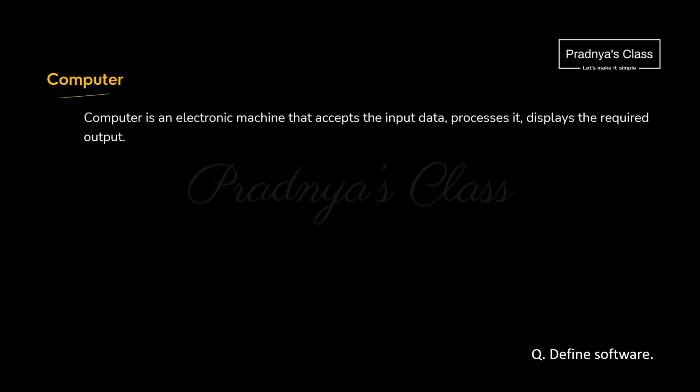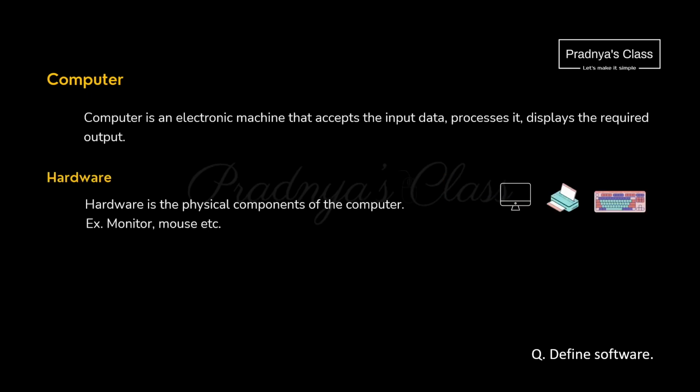Here is the definition of computer. It's an electronic machine which takes input and produces some output. When we talk about computer, there will be two types of part. One is hardware and the other one is software. So what is hardware? It is the physical component or the parts which you can see or touch. It can be input device, output device, etc.